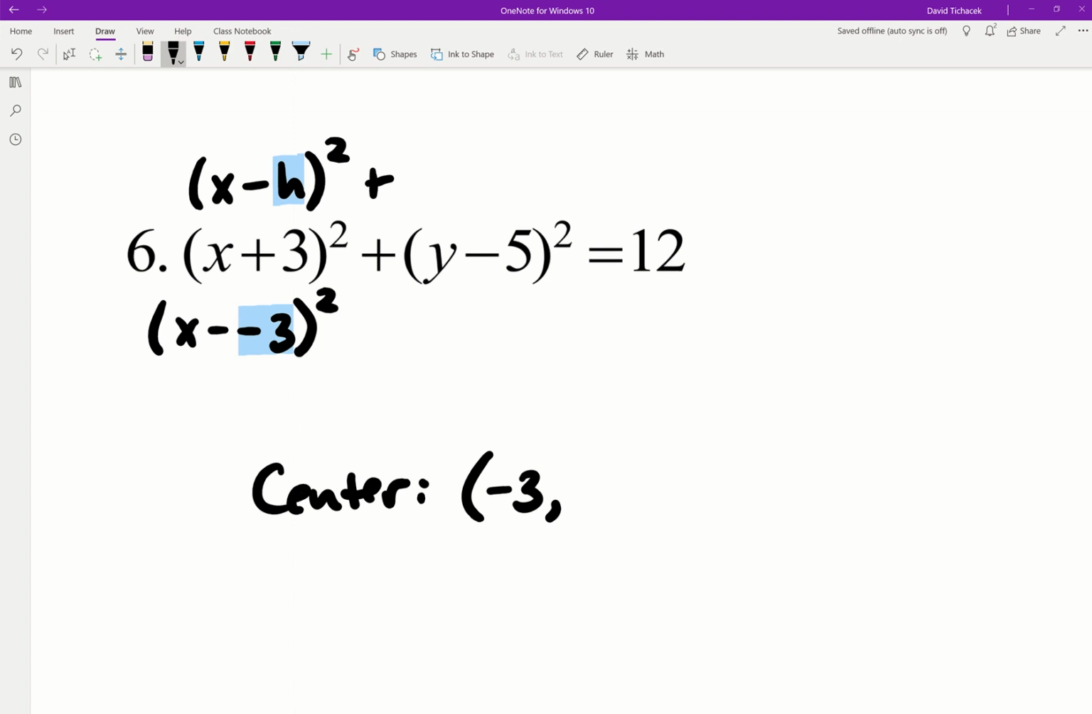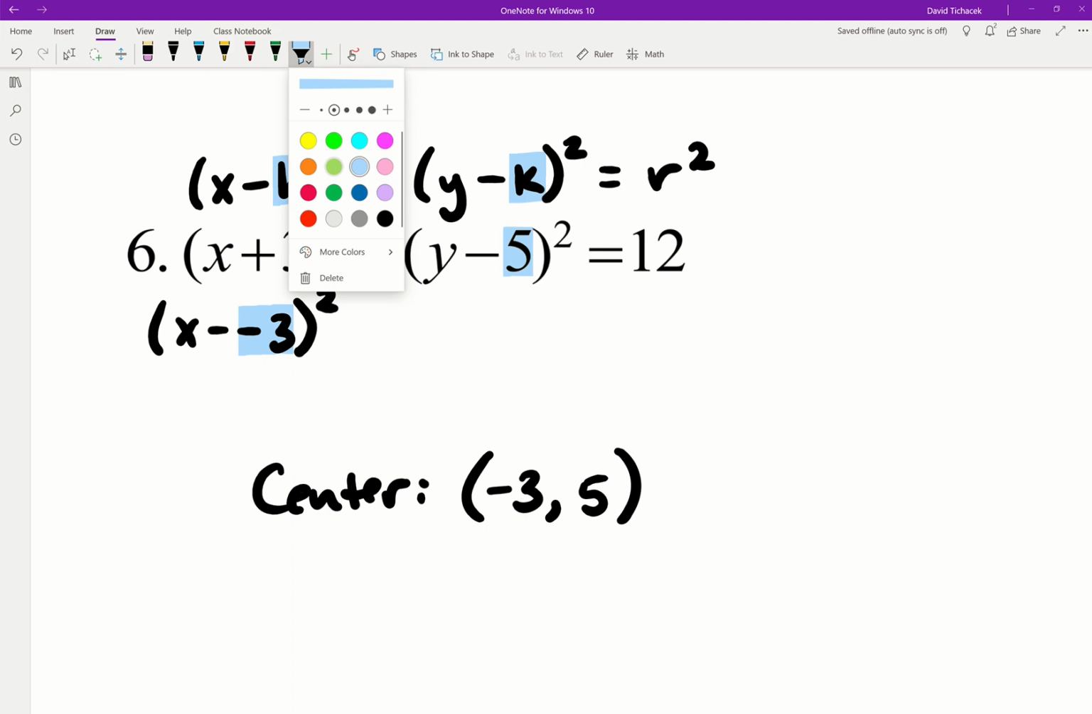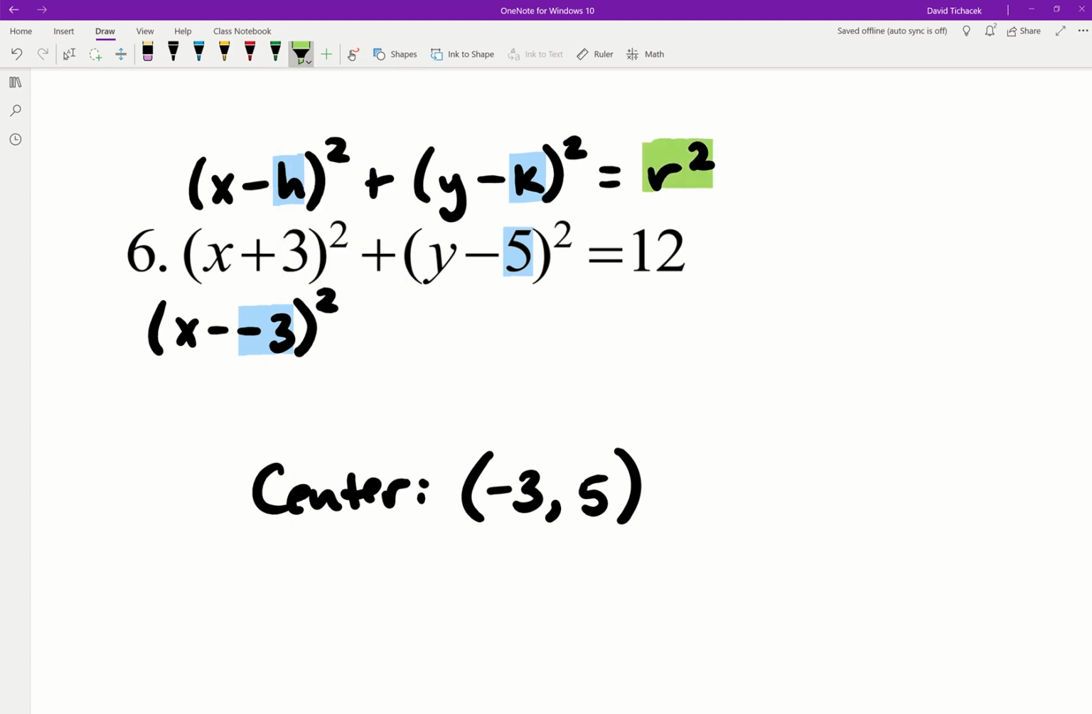Then, continuing with the general form, we pick up with plus y minus k squared. Again, what's sitting after the y minus is whatever k is. Here that is a 5, so my center has coordinates of -3 and 5. Then in the general form, we pick up with equals r squared. We have to be a little careful because sitting in r squared's seat is the number 12. So we can set up that little mini equation: r squared is equal to 12.